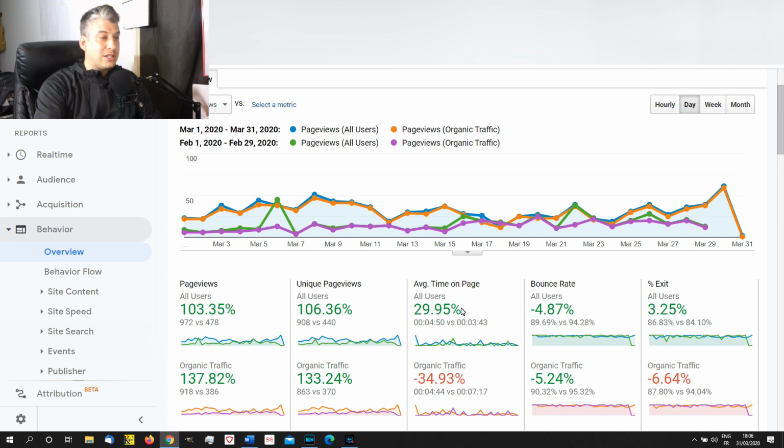But as you can see, in organic traffic, I seem to have taken a bit of a hit with the time on page. It's going from 7 minutes and 17 seconds down to 4 minutes and 44. So I don't know what that means, really. I suppose perhaps because I've had more users, maybe it's diluting the figures. Something, of course, I need to look at and pay attention to.